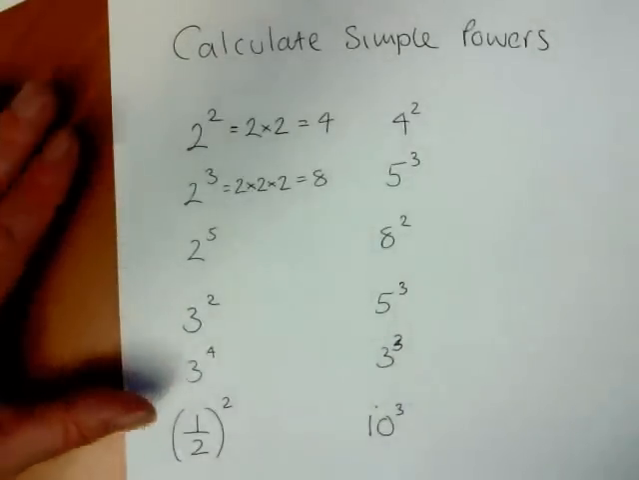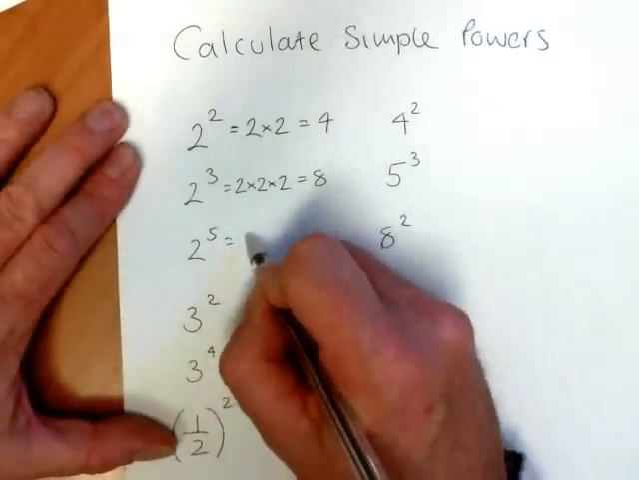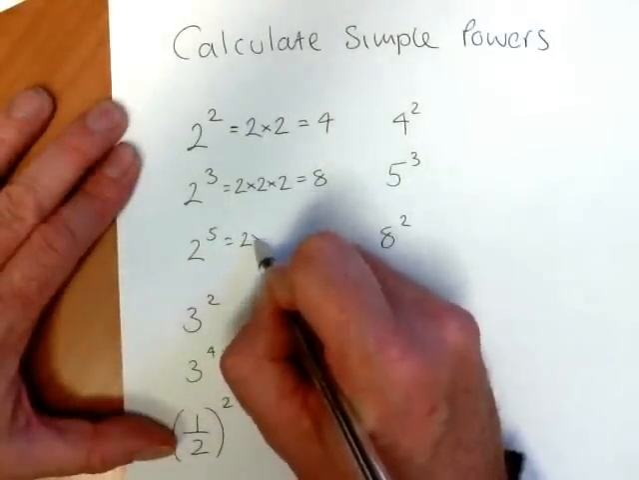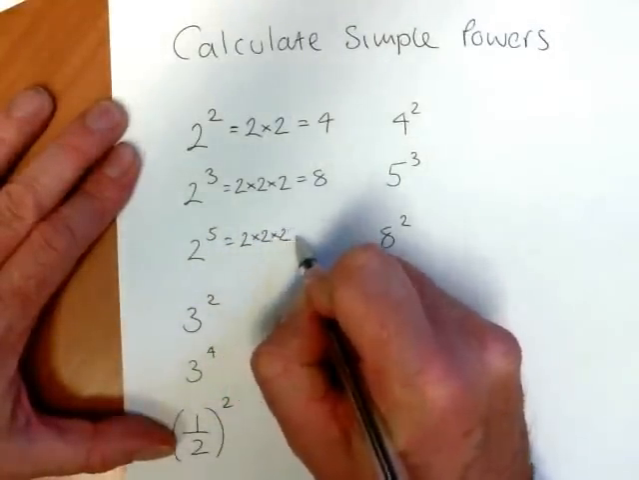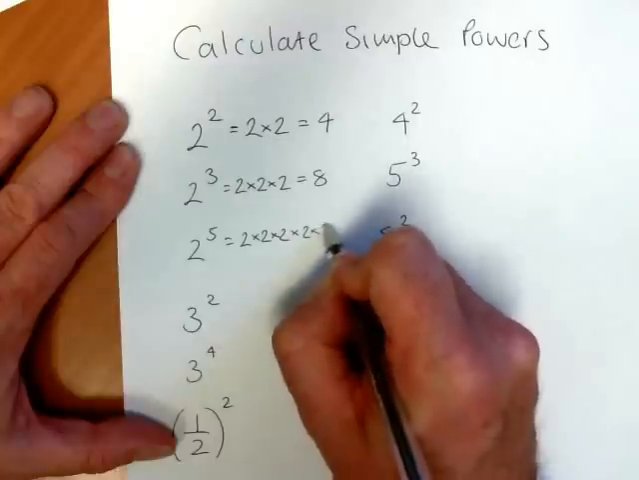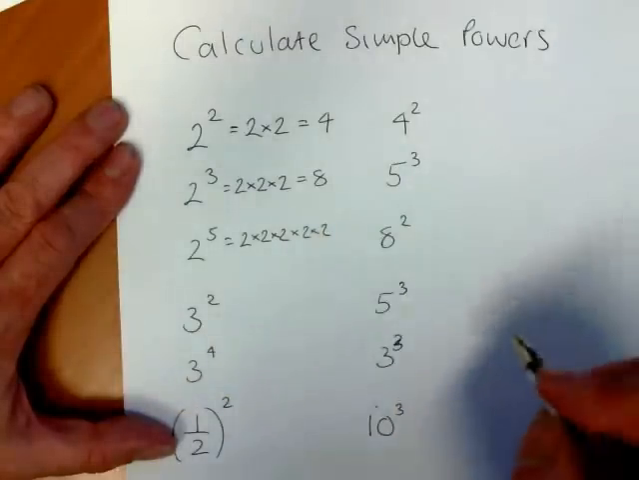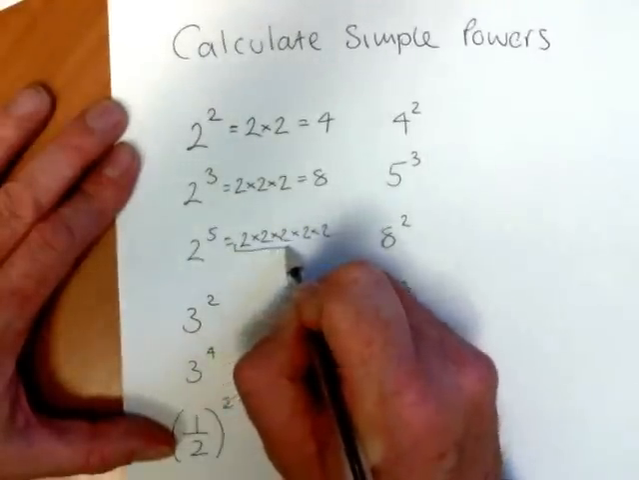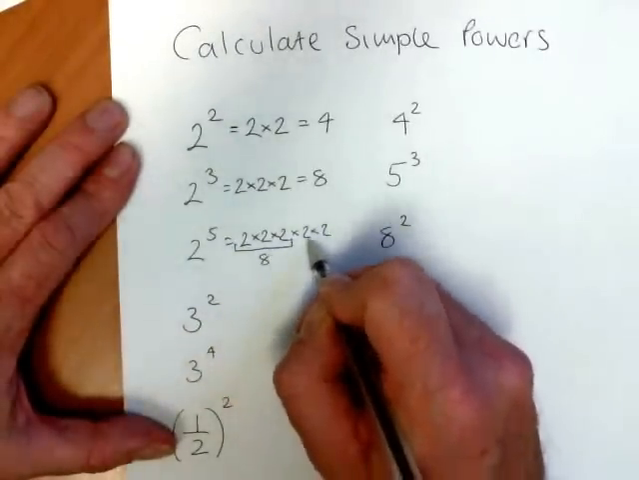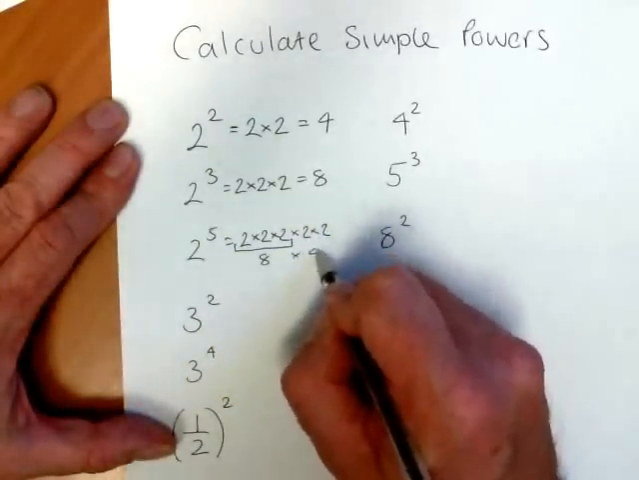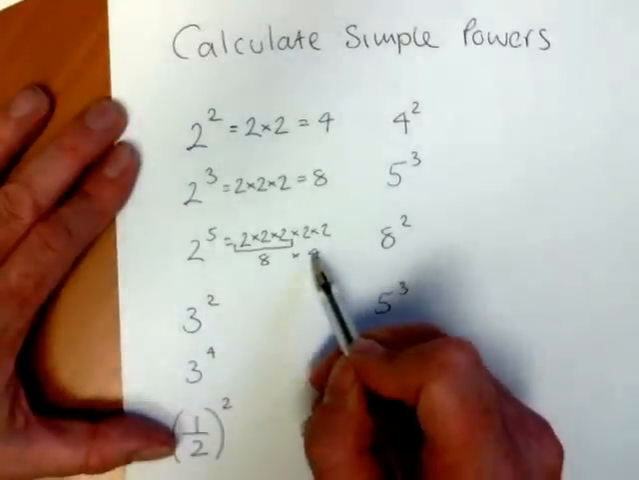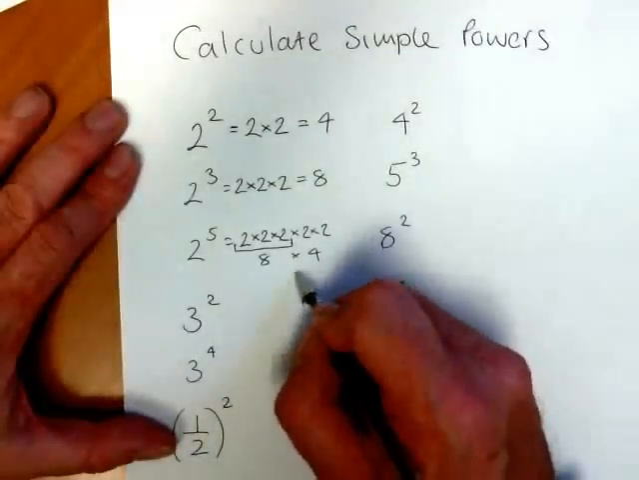So if you understand those two, then you should see that 2 to the power 5 is 2 times 2 times 2 times 2 times 2. And you can do this in a number of ways. We know that 2 cubed is 8. We know that 2 squared is 4. The answer will be the same as 8 fours. And 8 fours are 32.